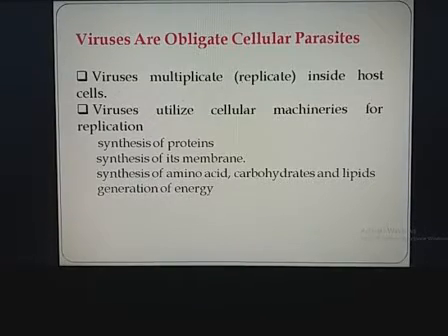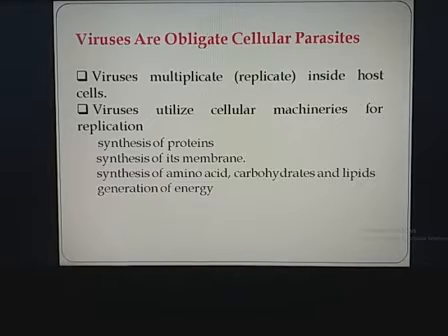Because viruses can multiply, meaning replicate their nucleic acid, only within the host cells. The virus utilizes the cellular machinery for replication. That means it cannot divide by itself. The virus doesn't have any enzymes or machinery to replicate its own DNA. That is why it infects the host cells. It hijacks the host cell and utilizes its machinery to synthesize several proteins, its own membrane, amino acids, carbohydrates and lipids, and finally it can generate its energy.